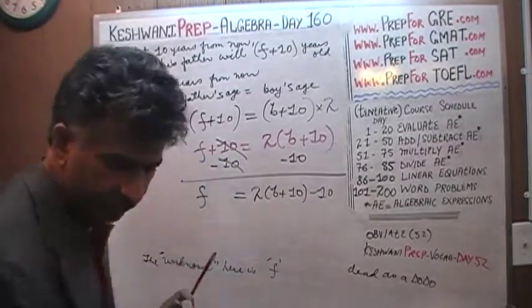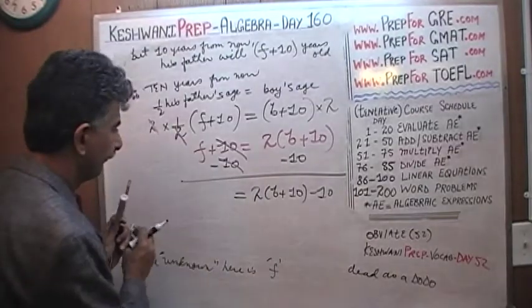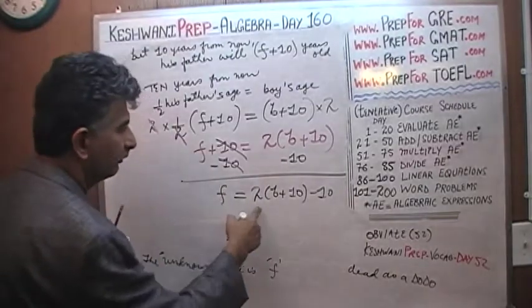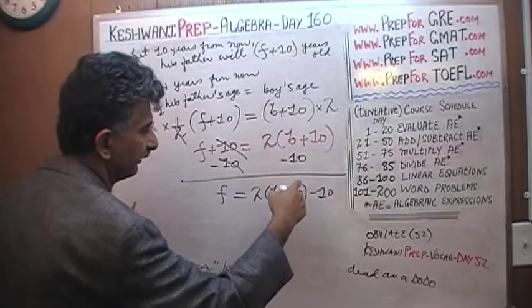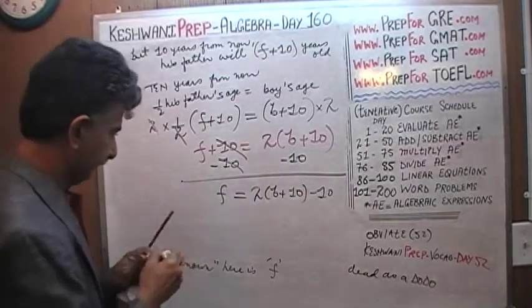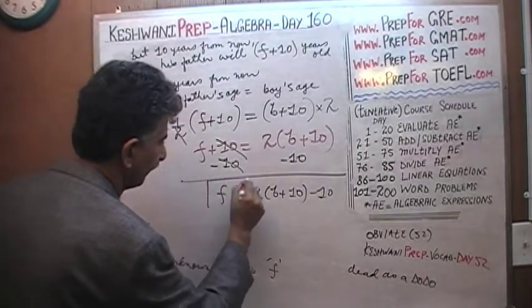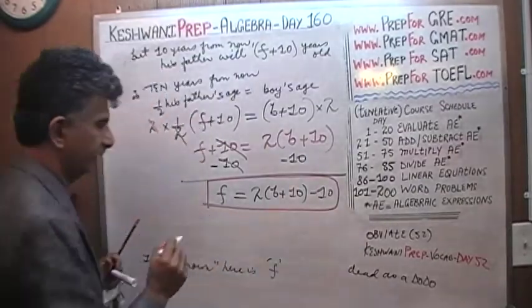Let's bring this f closer so it looks a little bit better. F equals 2 times b plus 10 minus 10. There is your final answer. That's it. That is our final answer.